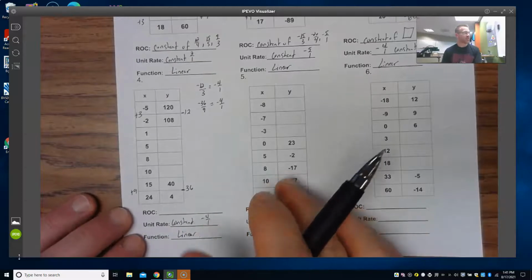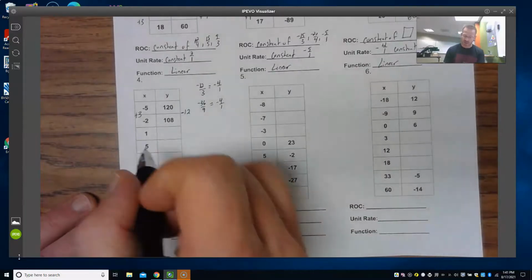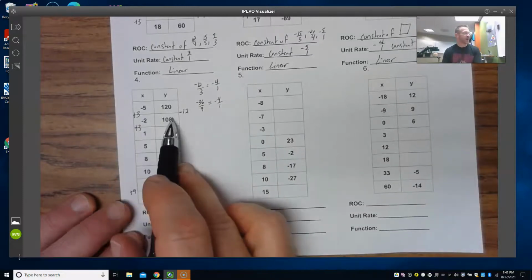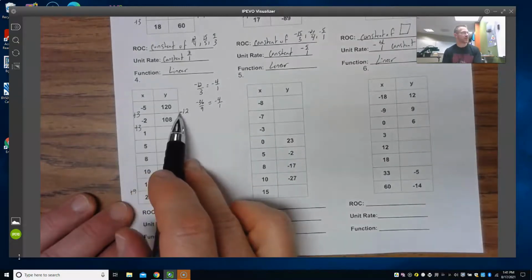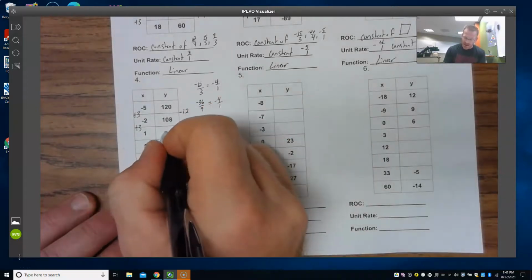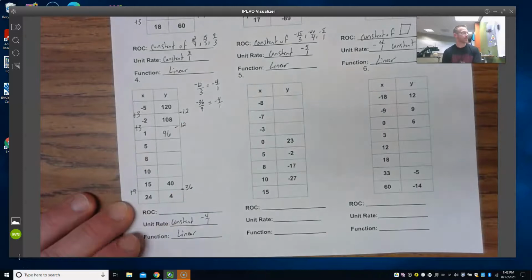Now the first one's a little bit easy, because notice I go from -2 to 1, I go up 3. Well, I just figured out that rate of change right here, right? So if x increases by 3, y has to decrease by 12. So I'm going to subtract 12 here, and that gets me down to 96.